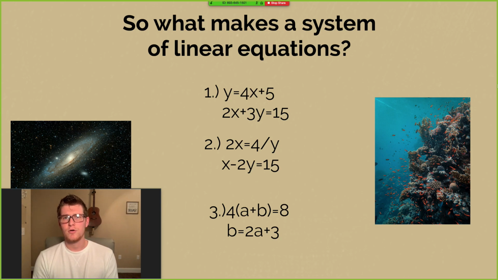And one thing I want to note that is indicative of a system of linear equations is that the variables in the two equations that you're given, usually it will be two equations, are going to be the same. So for example, in one, we have x and y in the first equation, x and y in the second. We're not solving the first equation for x and y, and then the second equation looking for a and b. If you're solving a system of linear equations, you're usually going to be solving for the same two variables. Okay, and the same is true for numbers 2 and 3.